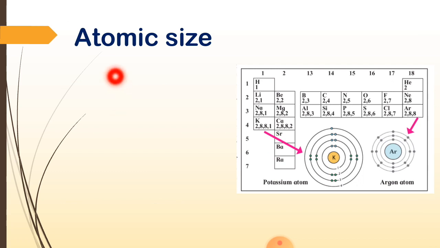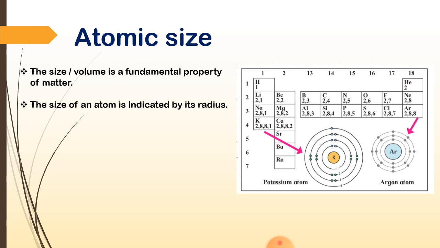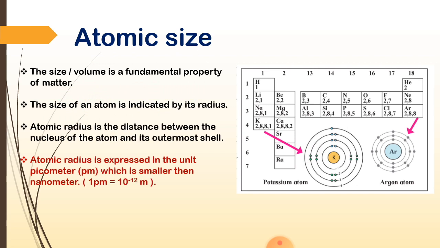Then the next is atomic size. What is atomic size? The size, volume, it is a fundamental property of matter. The size of an atom is indicated by its radius. An atomic radius is the distance between the nucleus of the atom and its outermost shell. The atomic radius is expressed in the unit picometer, which is smaller than the nanometer. 1 picometer is equal to 10 raised to minus 12 meter.